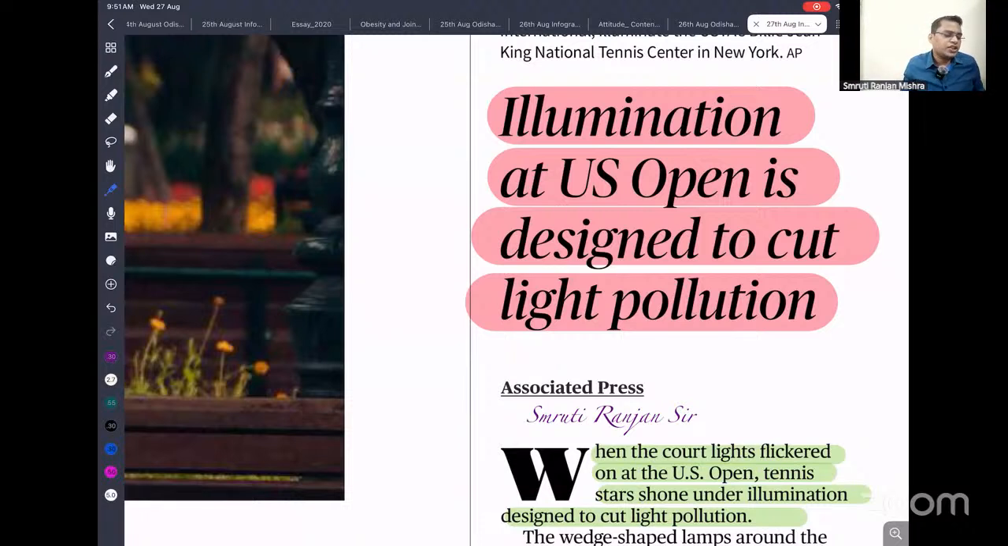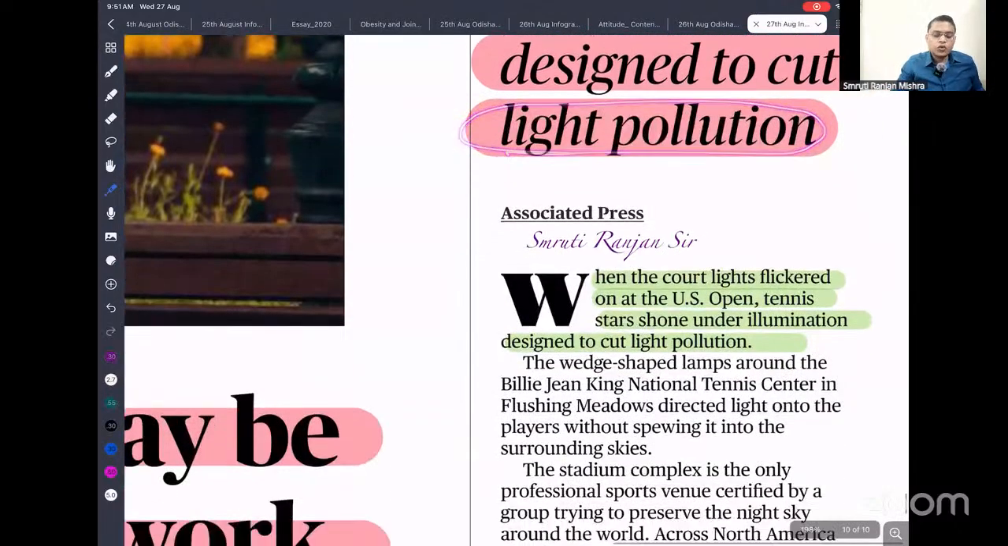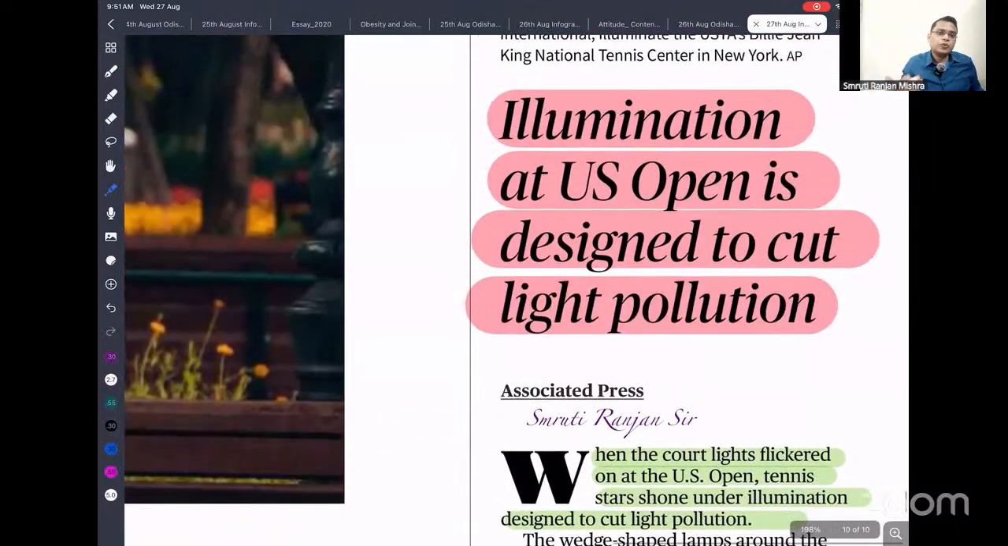Animals are disoriented because of this light. It is also impacting their sleeping pattern. I think you have already seen that in a room, if there is too much light, you cannot sleep properly. That is what happens with animals also. That is the reason too much or excess light is now considered light pollution. Okay. So in the USA, they have designed their USA Open, or the sporting grounds, in such a way that it is going to cut the light pollution.